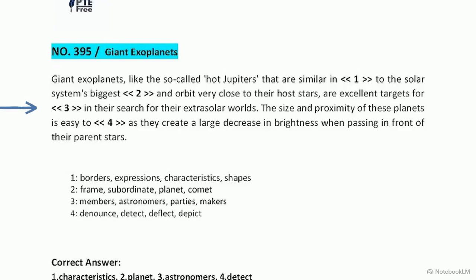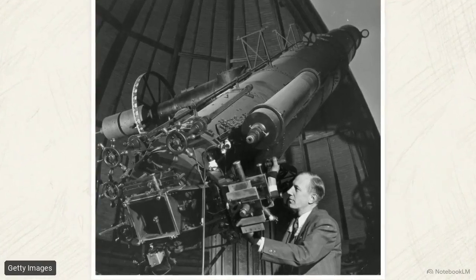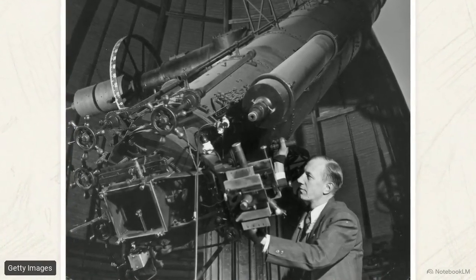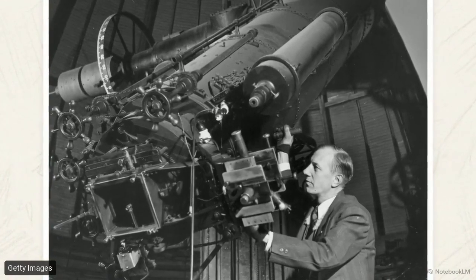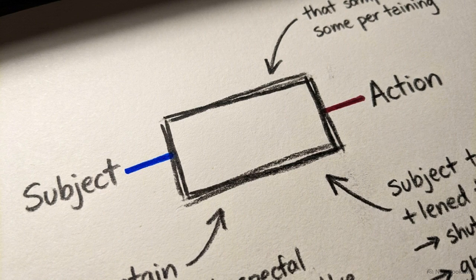Now shift your focus to the third blank. The phrase immediately following it, search for extrasolar worlds, dictates our next choice. Astronomers is the only logical actor capable of searching space. We can discard generic distractors like members, parties, or makers because they lack scientific context. A blank is never isolated. It is anchored to a subject or action within the grammar.